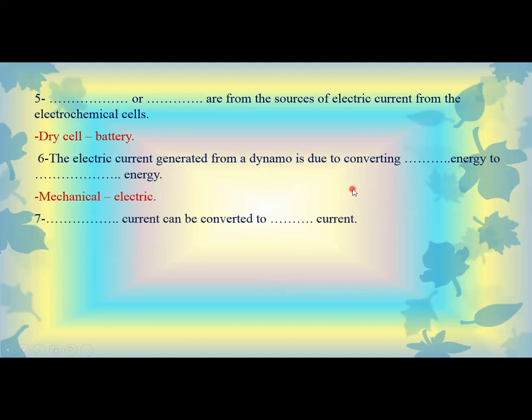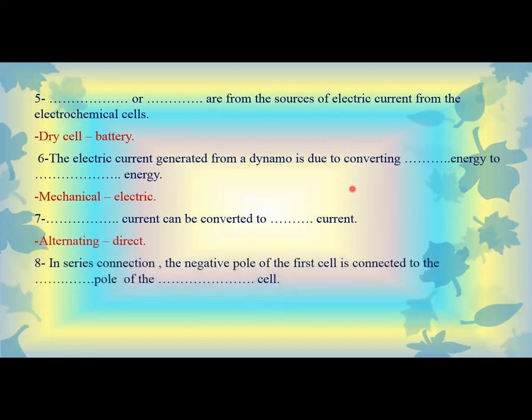AC current can be converted into DC current. Of course, we can convert AC into DC and not vice versa. Alternating to direct. In series connection, the negative pole of the first cell is connected to the positive pole of the second cell.